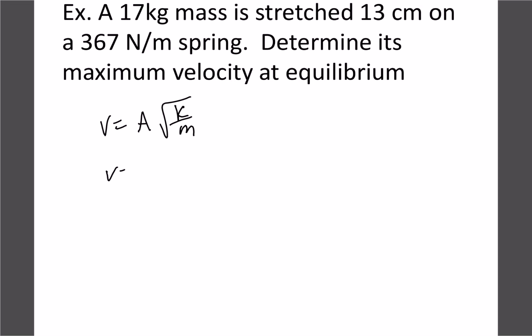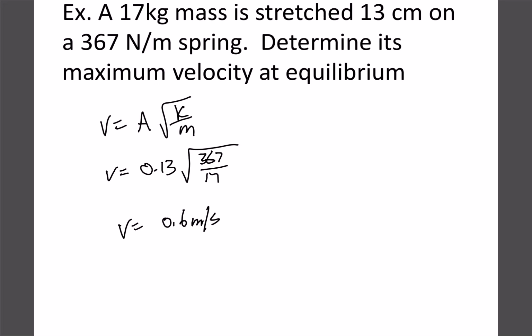So let's try that for this one. We're going to stretch it 13 centimeters. Our k value is 367, and our mass is 17 kilograms. So that means at equilibrium, once it's stretched and released, once this thing gets back to equilibrium, that's when it'll be traveling the fastest. So we can do this calculation, and we get 0.6 meters per second.